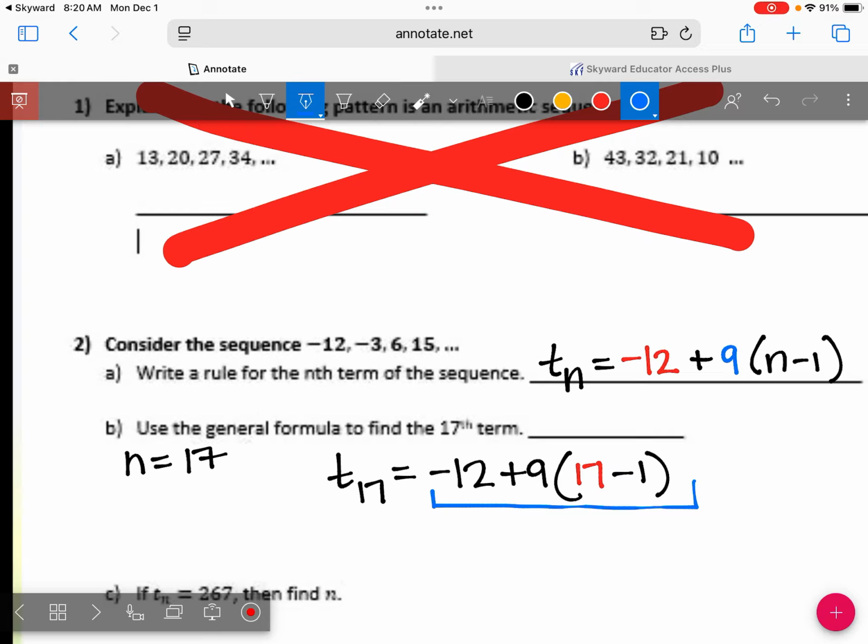So who got 132? All right, so what that means is that if I start at negative 12 and I keep adding 9, the 17th number will be 132.